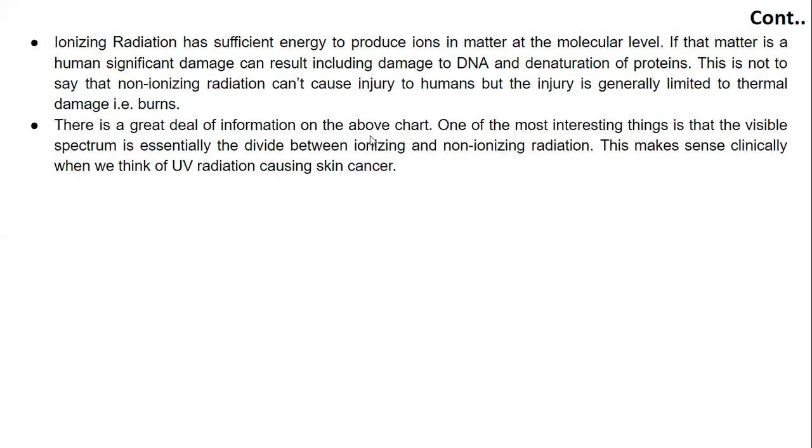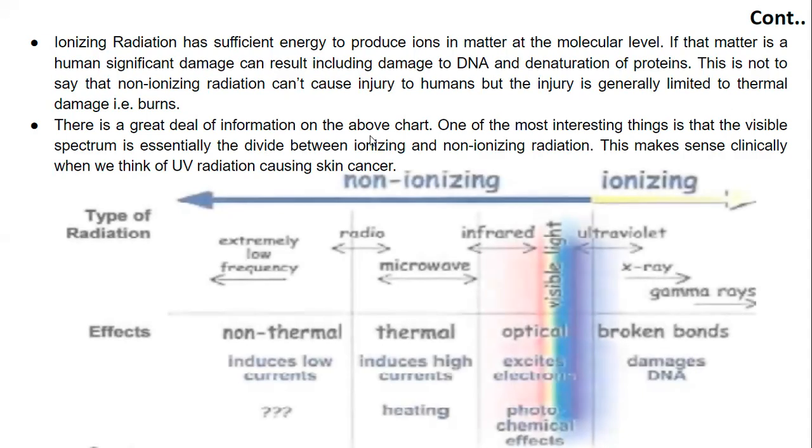There is a great deal of information on the chart given below. One of the most interesting things is that the visible spectrum is essentially divided between non-ionizing and ionizing radiation. You can clearly see that. Some part of the ultraviolet rays, which is tilted towards the higher frequency range, is the ionizing part, and after that ultraviolet range, the whole series of electromagnetic radiation comes into the ionizing domain.